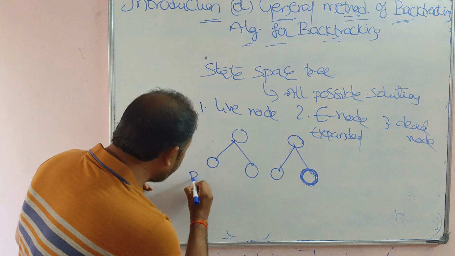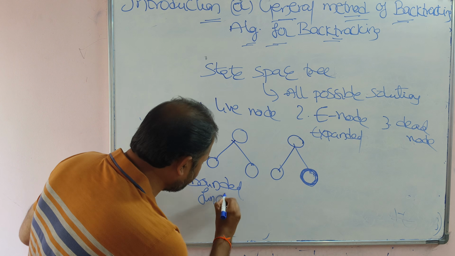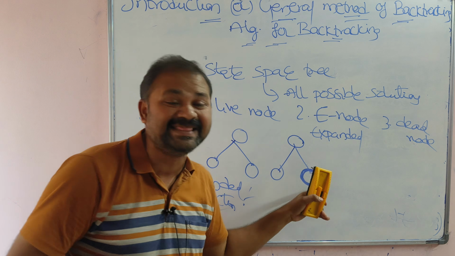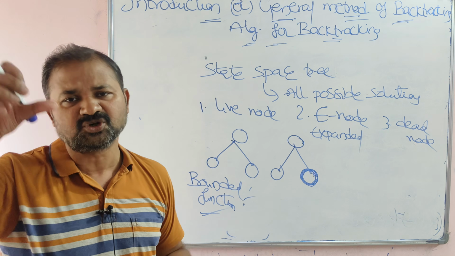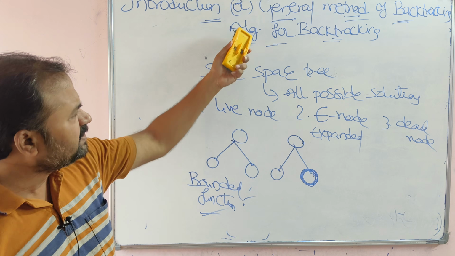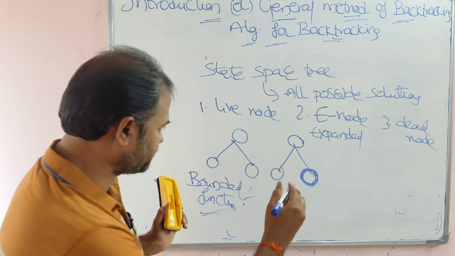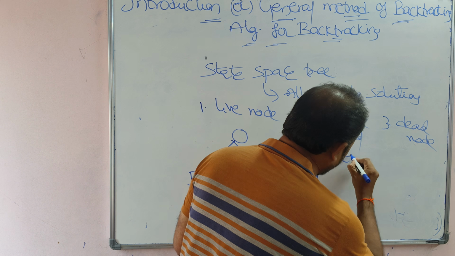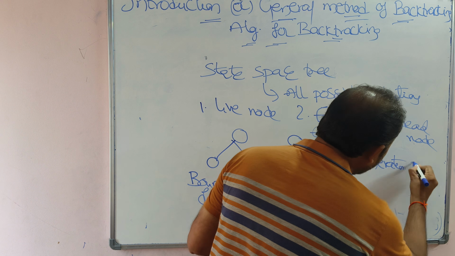Next we have the bounding function. The bounding function specifies whether we can expand a node or kill that node. So whether we can explore that node or kill it is decided based on the bounding function. With the help of backtracking, we can mainly solve three types of problems. The first type of problem is enumeration problems.